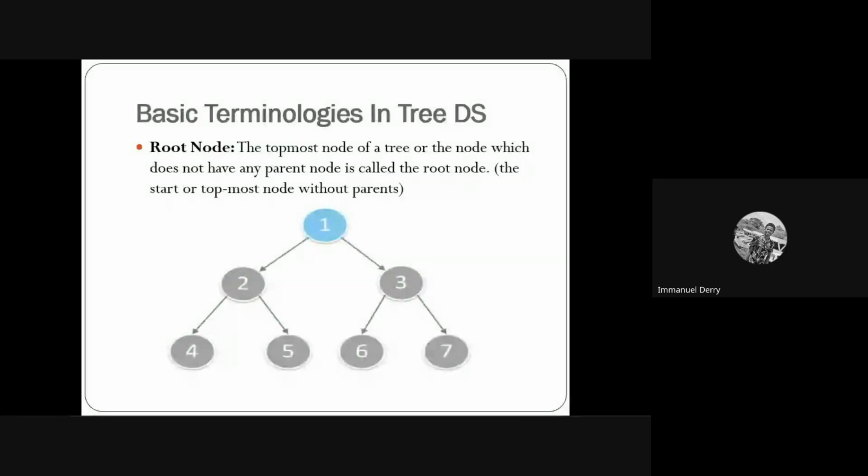So the root node is the topmost node of a tree, or the node which does not have any parent node. Or you could say that it is the start node, or the topmost node without a parent. So in this case, 1 becomes the topmost node or the parent, and the others follow. So these are some basic terminologies in the tree data structure. We have the root node, which happens to be the starting point or the topmost node.